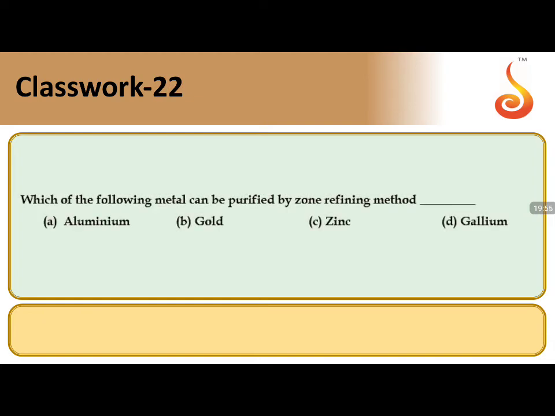So now coming to the 22nd question, which can be purified by zone refining method. Remember, zone refining method is for semiconductors. Which are semiconductors? Like silicon, germanium, gallium. These types of compounds we use the zone refining process. So the option which is available directly in the semiconductors available here is gallium. So the answer goes to D.